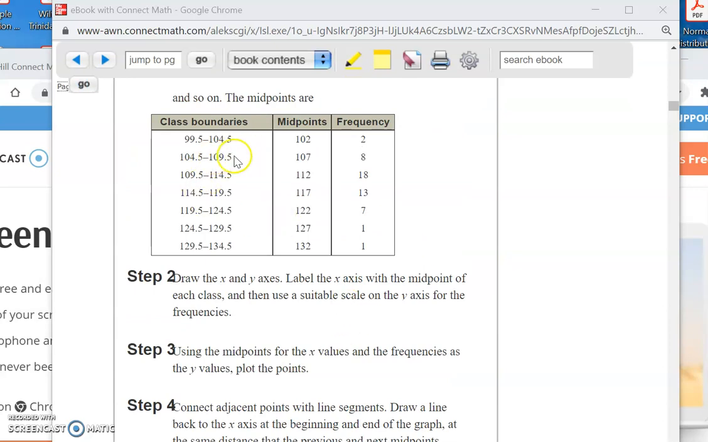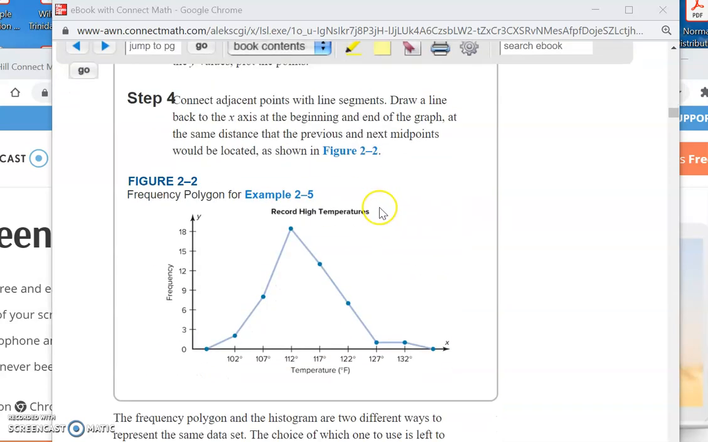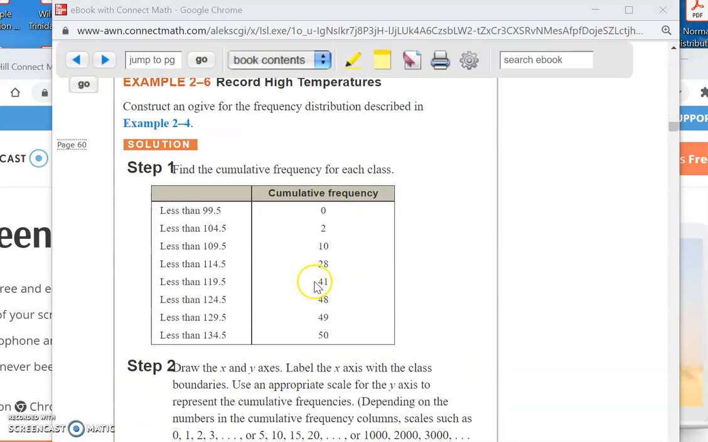So less than 109.5, what was the frequency? Well, it was this class right here. There's 8 times that occurred here, 2 times that occurred here. How about less than 114.5? How often does that happen? Well, here's 18 times, here's 8 times, so that's 26, plus 2, that's 28. So I predict that it's going to be 28, and boom, there it is. So less than 114.5 is 28.